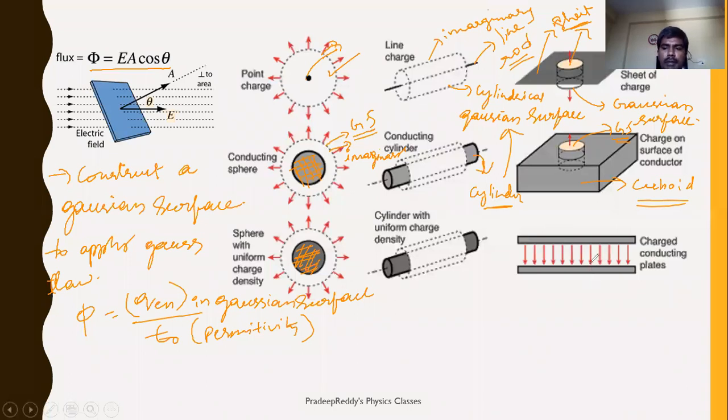Okay. So similarly here you have charged conducting plates. So for conducting plates, you will be choosing a Gaussian surface like this. So this is one Gaussian surface, this is another Gaussian surface, or even you can take the total. These two metal sheets are to be enclosed within this Gaussian surface. Remember, this is the Gaussian surface.